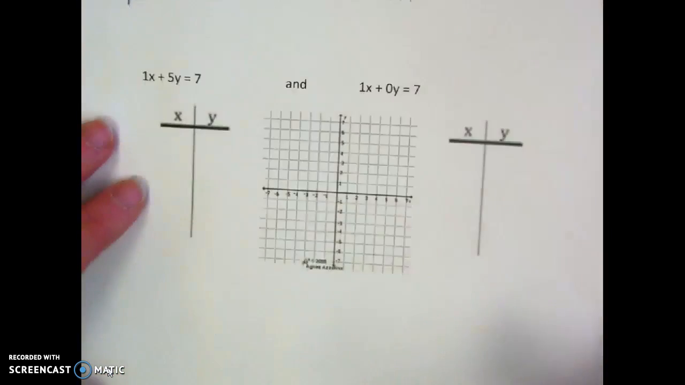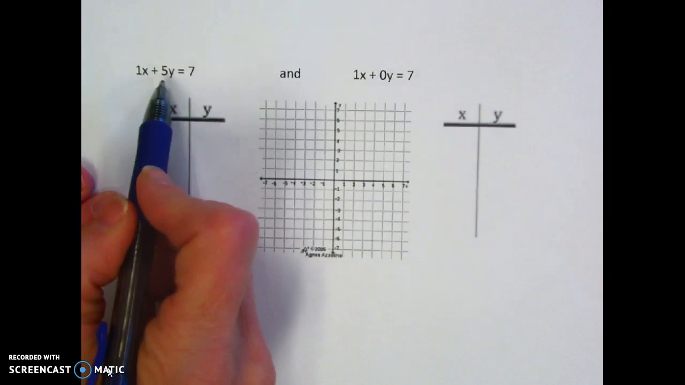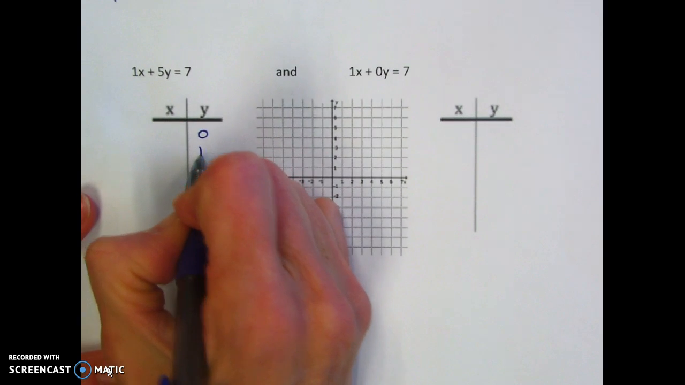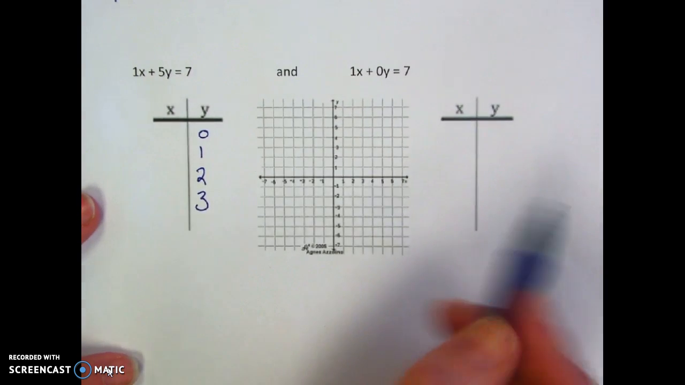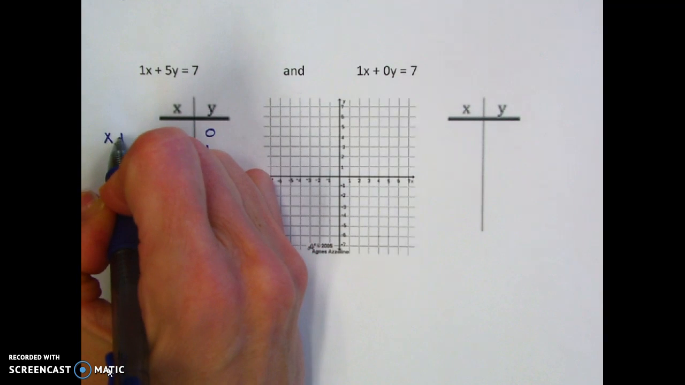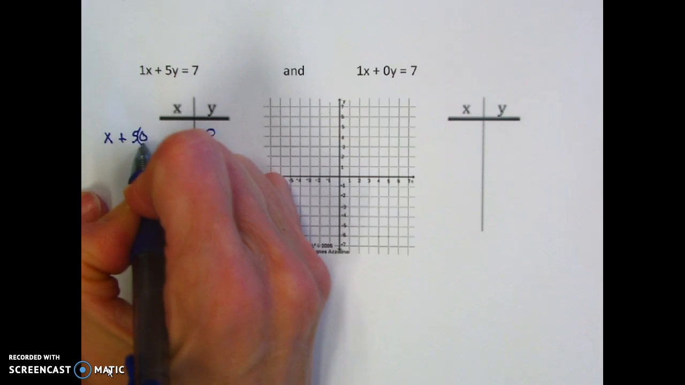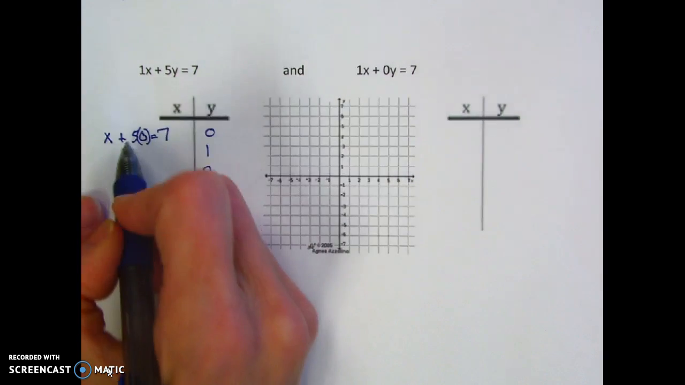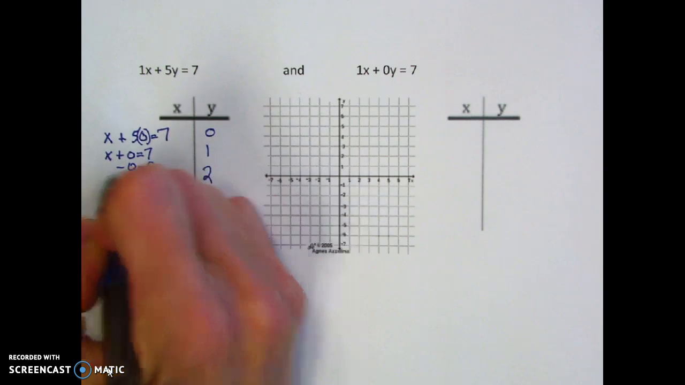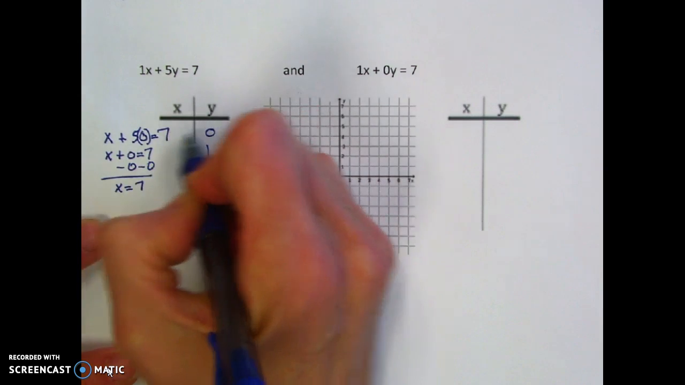All right, let's try a couple more here at the bottom. Now this time we're multiplying the y times 5, so I want to pick values for y, so I'll pick 0, 1, 2, and 3. When I substitute 0 in here for y, I get 1x plus 5 times 0 equals 7. Well, 5 times 0 is 0. Subtract 0 on both sides, and x equals 7.